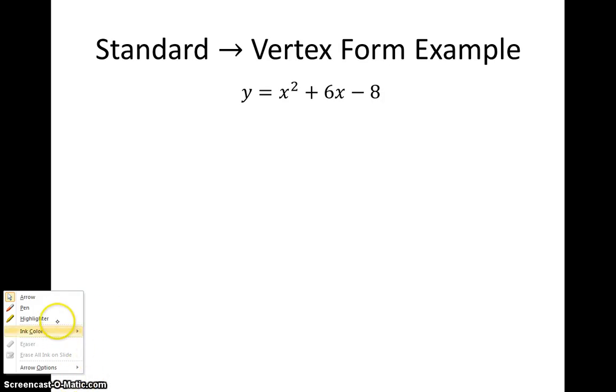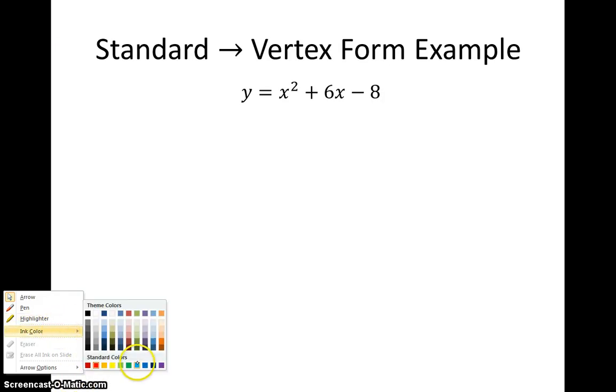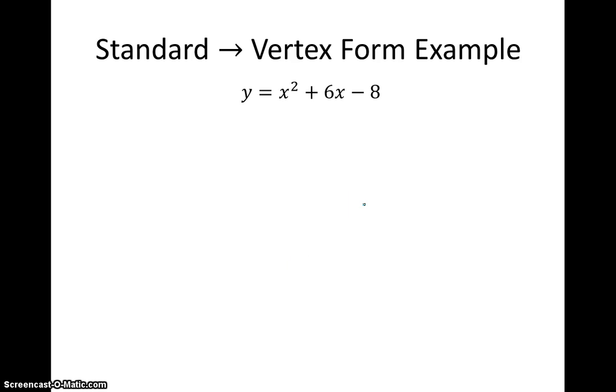Alright, so as promised, just going to do a couple more examples here. And so let's see what we can do with this. So once again, given this standard form, what we need to do is change it into vertex form.